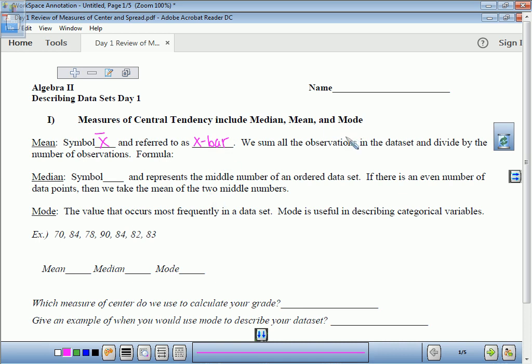We also have the population, and that would be mu. Mu is the average of the population, versus X bar, which is the average of the sample. Now, generally, we're dealing with a sample. Is that an M? No, it's the Greek symbol mu.